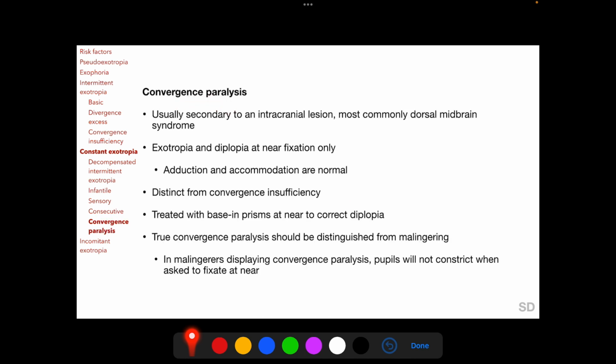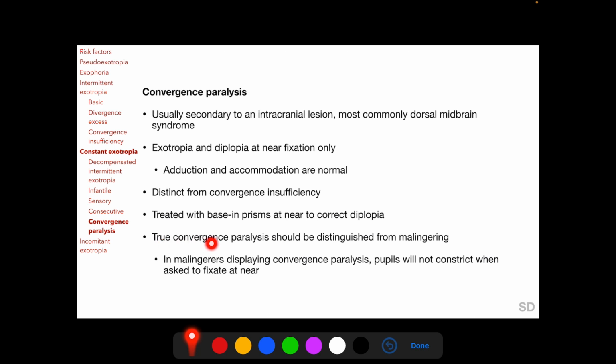Convergence paralysis is an entity distinct from convergence insufficiency type of intermittent exotropia, and convergence paralysis is usually secondary to an intracranial lesion, most commonly dorsal midbrain syndrome. In convergence paralysis, exotropia and diplopia occur at near fixation only, but adduction and accommodation are found to be normal. They are usually treated with base-in prisms at near to correct their diplopia at near fixation.